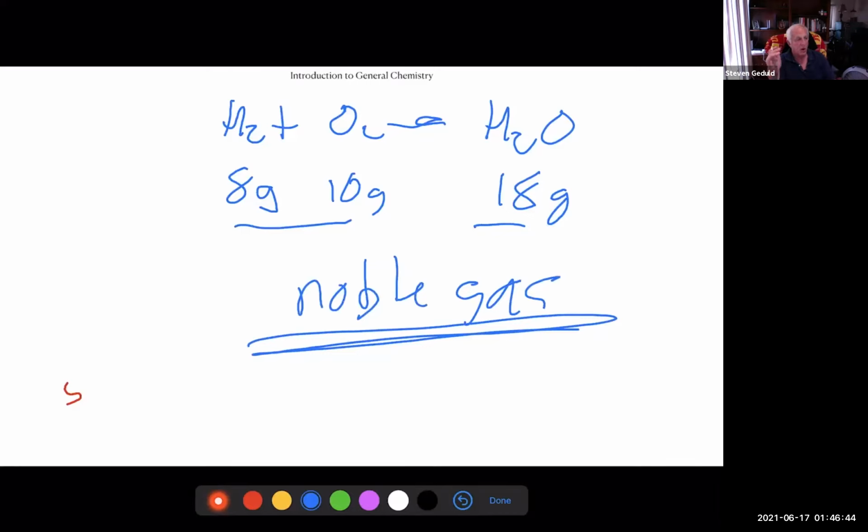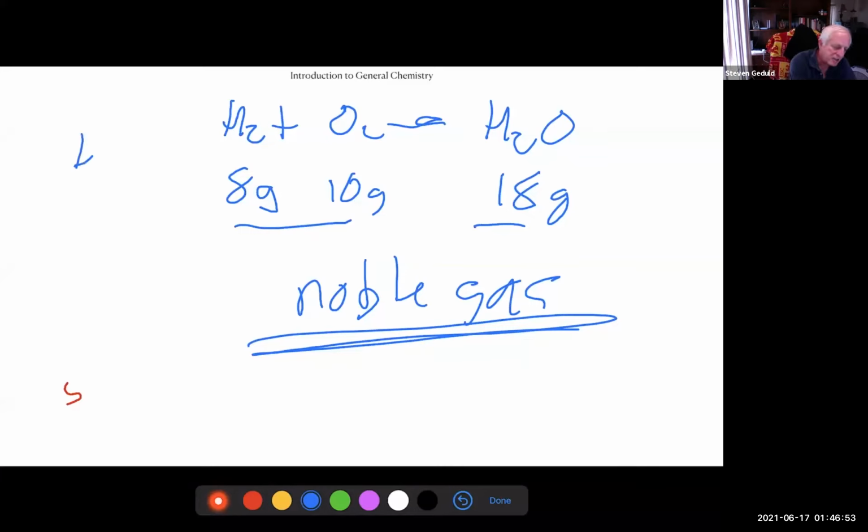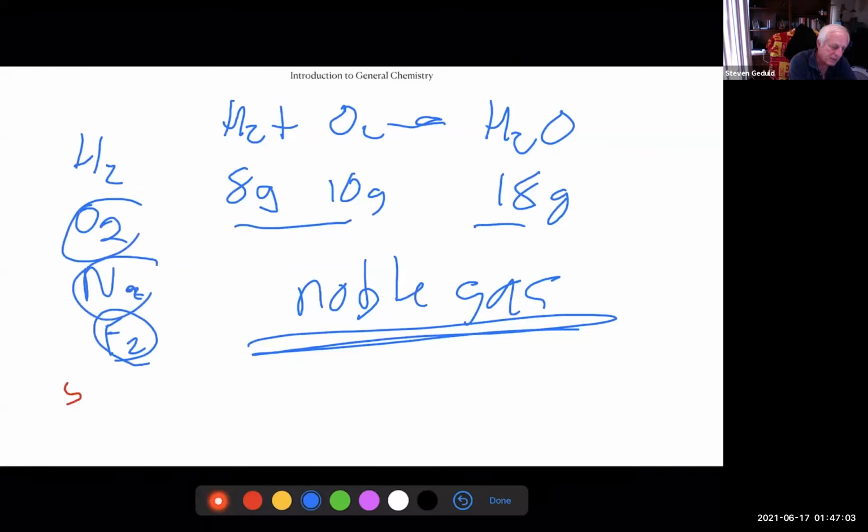So all the gases on the periodic table are what's called diatomic. You see, I wrote it there. Hydrogen is H2. Oxygen is O2. Nitrogen is N2. Fluorine is F2. They're all diatomic, every one of them, except the noble gases.